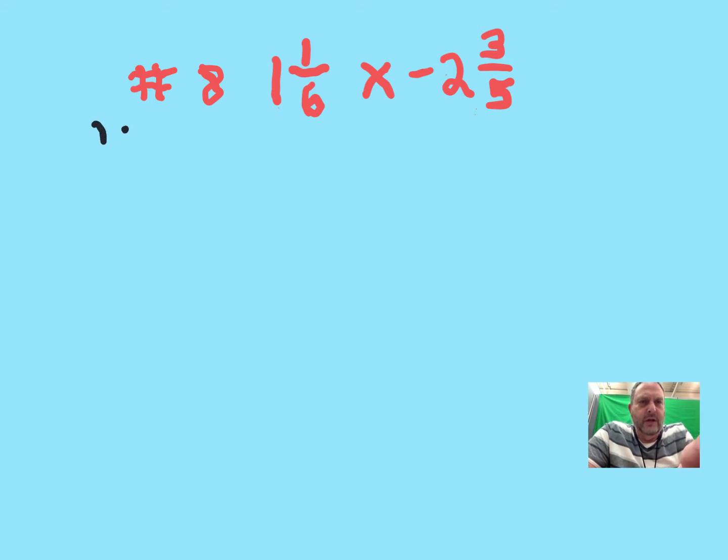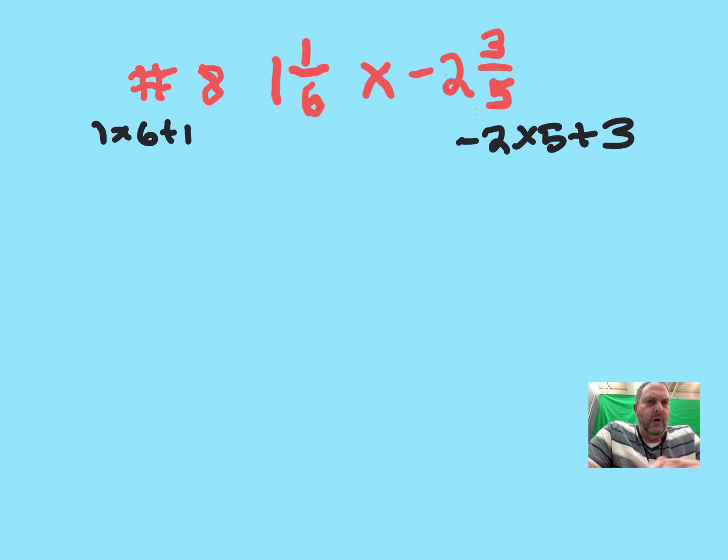I got to do 1 times 6 plus 1. And for the second one, I'm doing negative 2 times 5 plus 3. Okay, so here we go. 1 times 6 is 6, plus 1 more is 7. So let's rewrite our numbers here. We're going to have 7 over 6 times, let's do the second one.